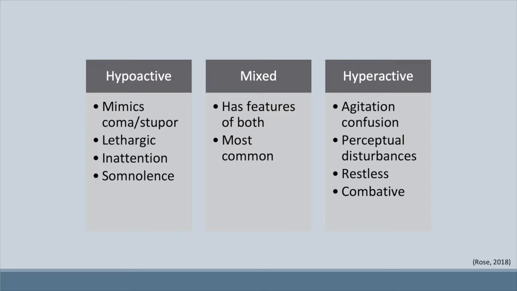And then you have the mixed type of delirium, which has features of both. It is definitely the most common. And a good example of this would be if you had a patient who was very lethargic throughout the day, and then when the evening hours come, they are unable to sleep and extremely agitated at that time. Something similar to, say, sundowning.